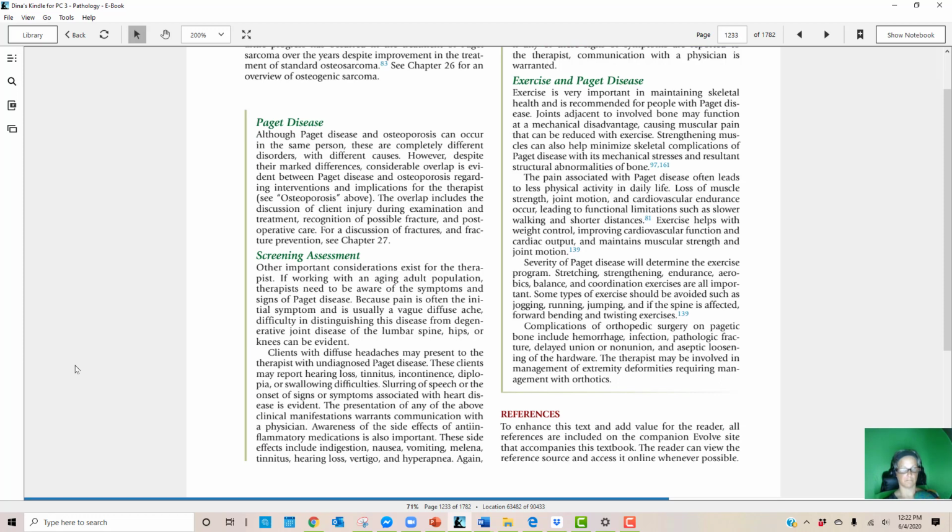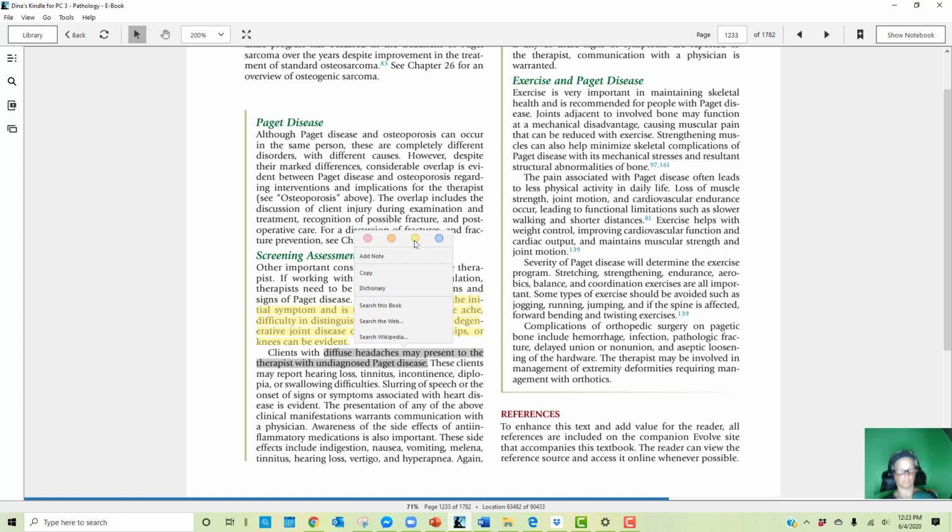Screening assessment. Other important considerations exist for the therapist. If working with an aging adult population, therapists need to be aware of the symptoms and signs of Paget disease, because pain is often the initial symptom and is usually a vague diffuse ache. Difficulty in distinguishing this disease from degenerative joint disease of the lumbar spine, hips, or knees can be evident. Clients with diffuse headaches may present to the therapist with undiagnosed Paget disease.